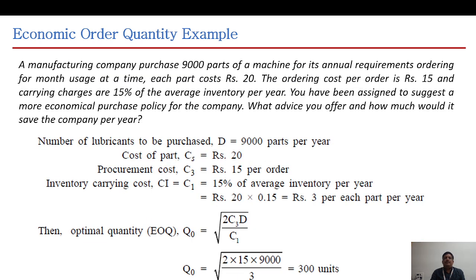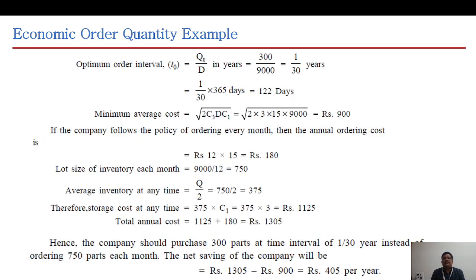Now we move towards the next part, the optimal order interval. What should be the optimal order interval? T0 is equal to Q0 divided by D in years. Q0 is the optimal order quantity divided by the total quantity. So in years we have 1 upon 30 year. So what we have to do is order after 122 days.